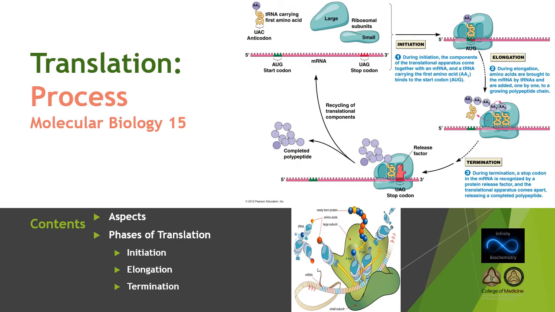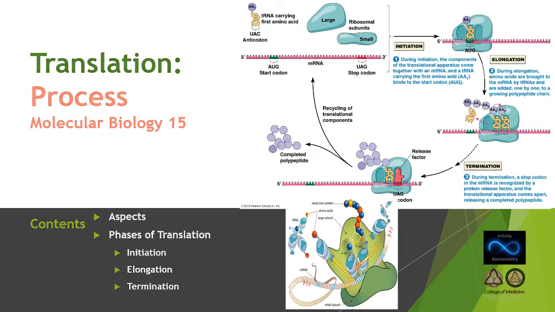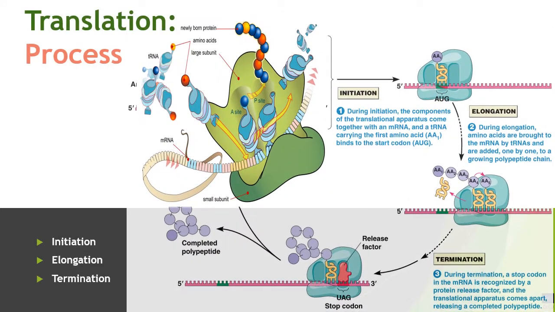This is the 15th lecture of the series, and in this lecture we will be discussing the translation process, its aspects and the various phases of translation. As we are aware, the central dogma of unidirectional flow of information involves three important processes: replication, transcription and translation. Translation, like the other two processes, also involves three phases: initiation, elongation, and termination.